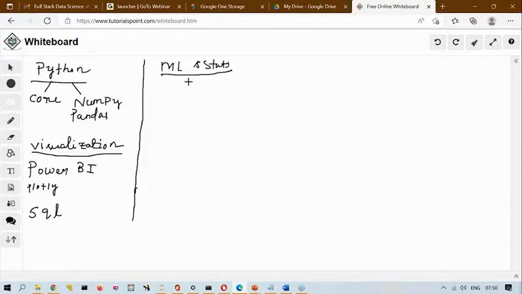So in this entire syllabus, there are three pillars. First is your Python, visualization and SQL pillar. Second is your ML and statistics pillar, and the third one is your deep learning and NLP pillar.